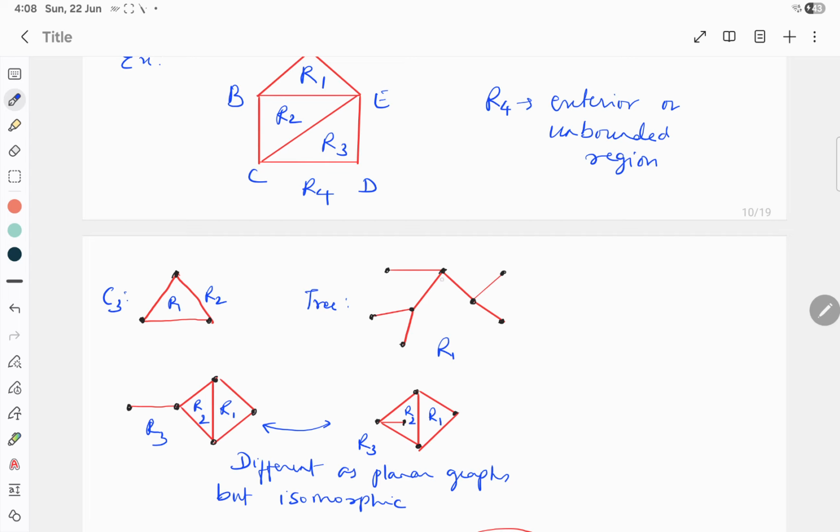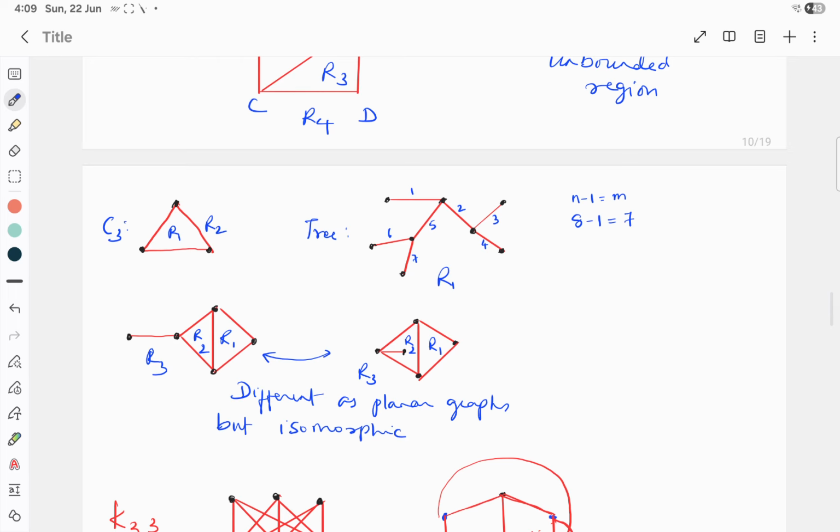And you can count the number of edges: 1, 2, 3, 4, 5, 6, 7. There are 7 edges. And how many vertices are there? 1, 2, 3, 4, 5, 6, 7, 8. So one of the characteristics of a tree is, if there are n vertices, then the number of edges will be n minus 1. There are 8 vertices, so 8 minus 1, 7 edges are there in the tree. And a tree has only one region, the exterior or unbounded region R1.